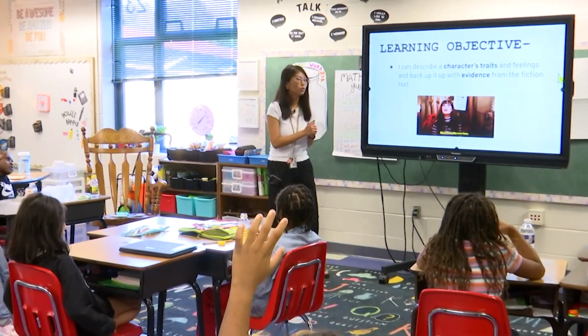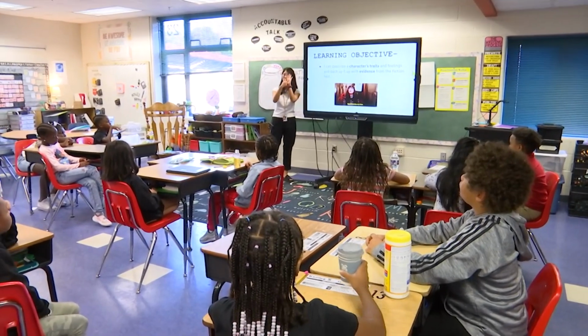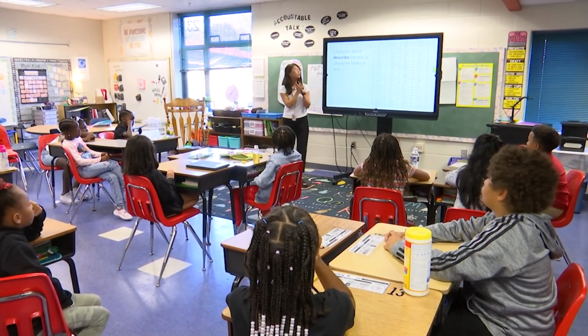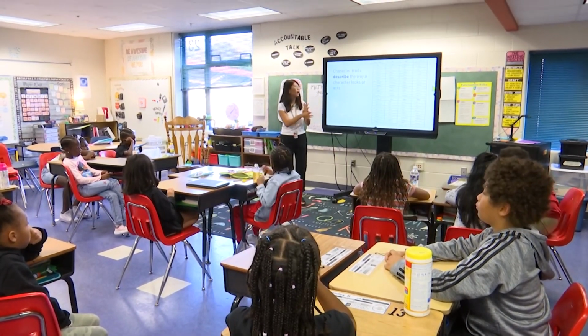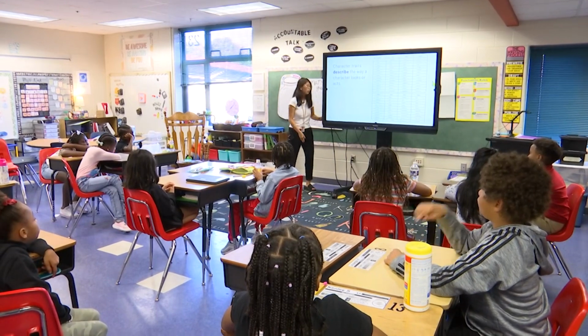Ethan, what'd you have to do? You had to go back to the page and say, this is where it says it. All right, that's what I mean by evidence. Okay, so character traits describe the way a character looks or acts.